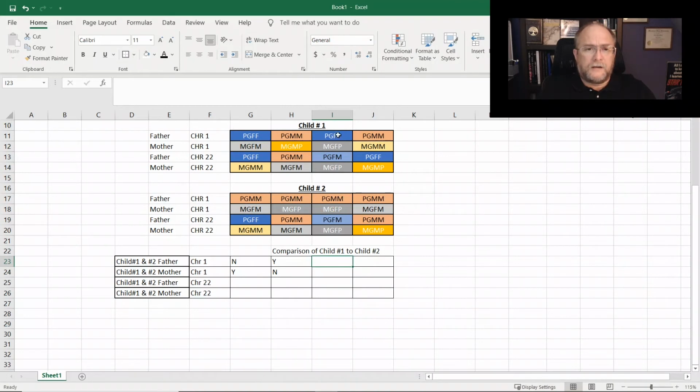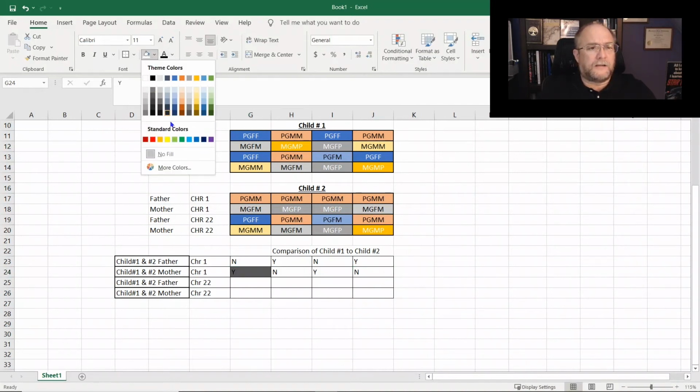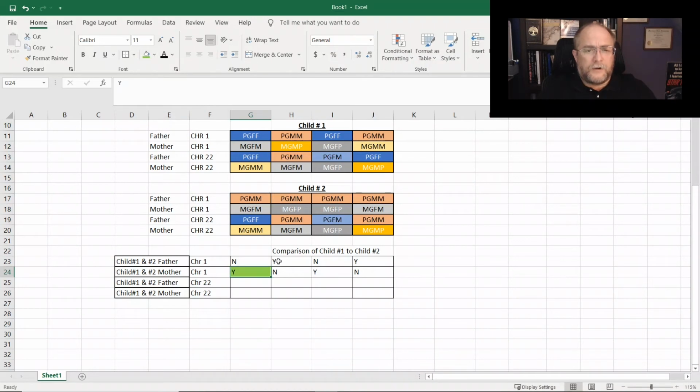Father's side. Here's the father and here's the father. No. On the mother. Here and the mother here. Yes. So then you go over here. Here's child number 1, father's side, yes. Same. Mother's side, this and this. No, they're different. We're just going to highlight in green each one of the yeses.